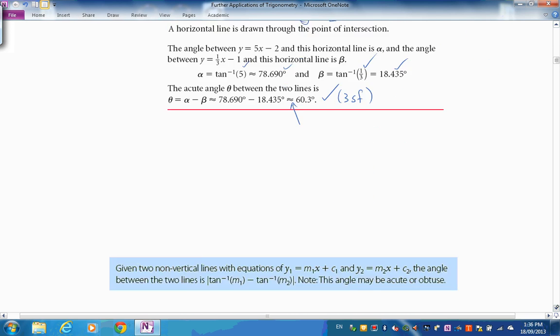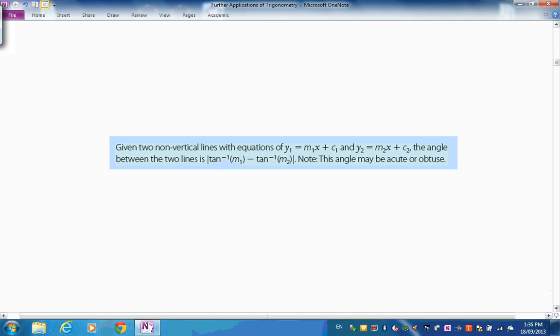Okay, well, here's our summary. If they are non-vertical lines with equations of that and that, in other words, 2 different slopes, 2 different y-intercepts, the angle between the 2 lines is the inverse tan of the first one minus the inverse tan of the second. This angle may be acute or obtuse. So you can just tan neg 1 both of them and take them away.